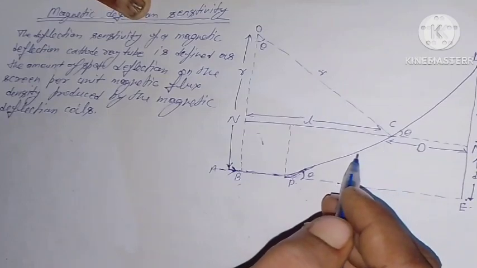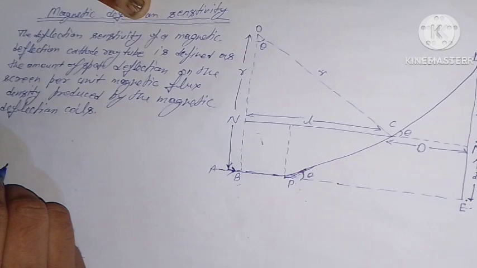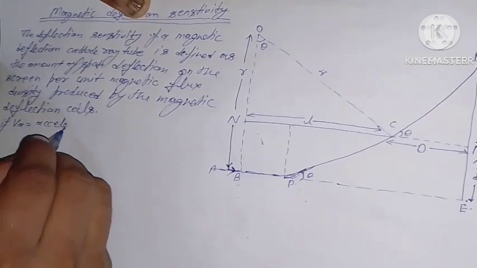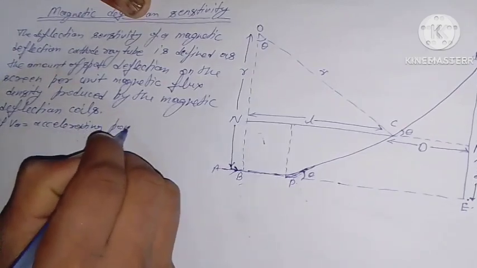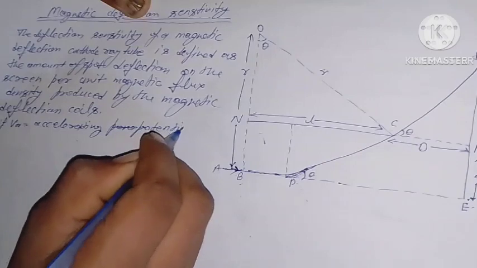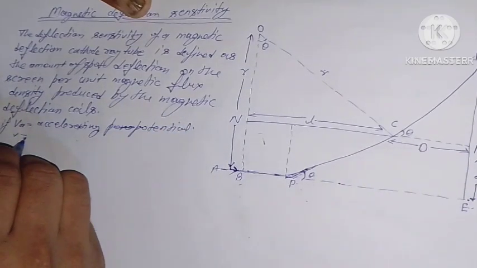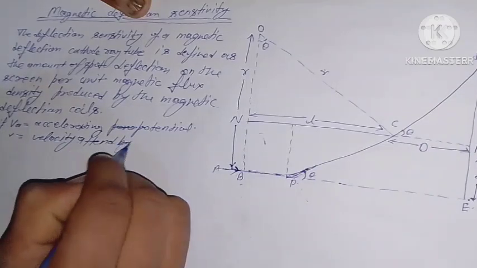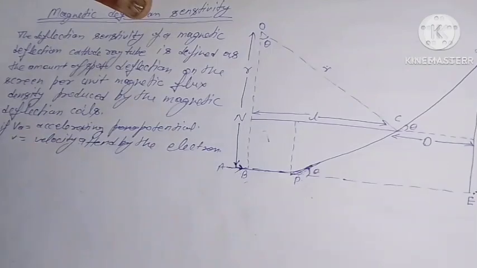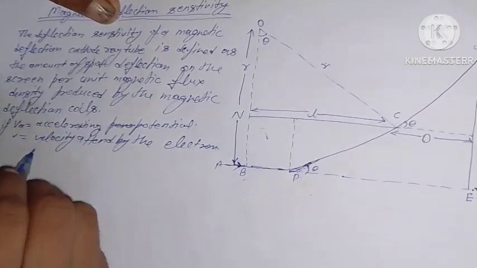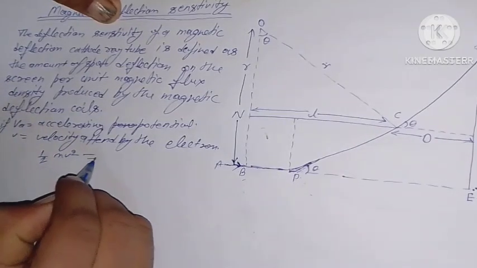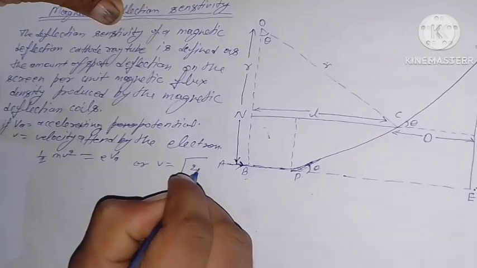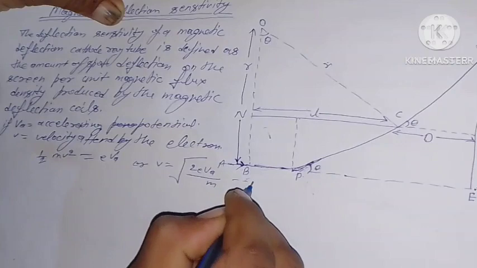If VA is the accelerating potential and small v the velocity attained by the electron, then 1/2 mv square equals e into VA, or v equals under root of 2eVA upon m. This is equation number 1.